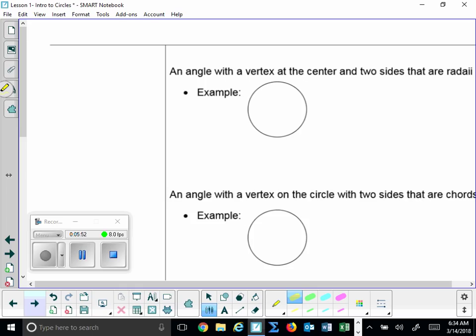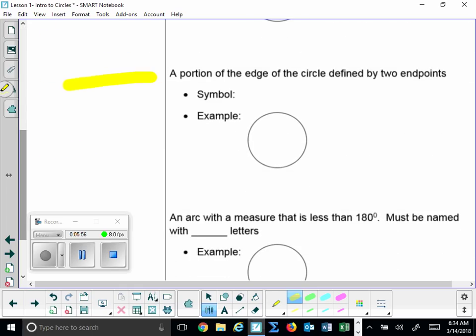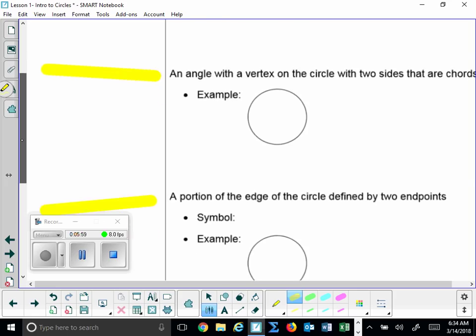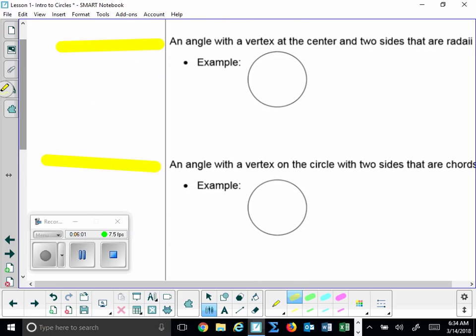Next, a few more vocabulary words. I'm going to go ahead and highlight on this page before I do the notes. Just a little easier while I have the highlighter up on the smartboard. Okay, so let's talk about some different types of angles. An angle with the vertex on the center and sides that are radii. So this would be A and this would be B. So here I'm talking about angle ABC. This is called a central angle.